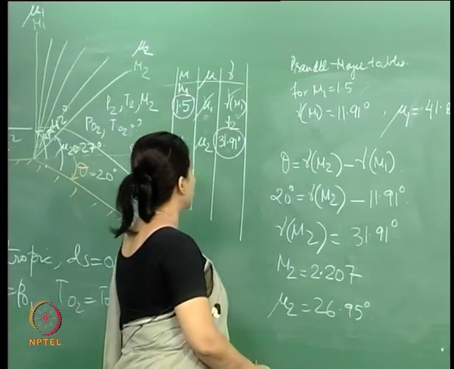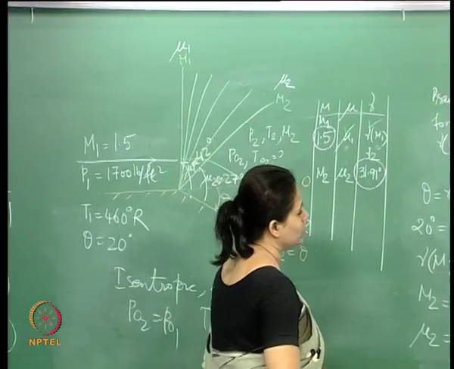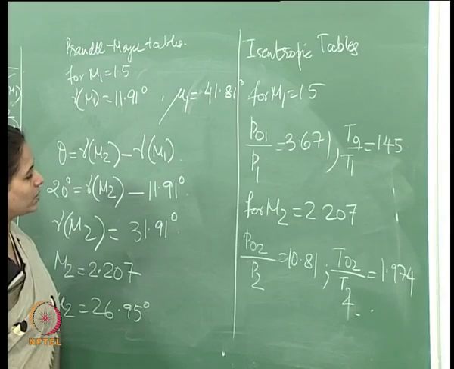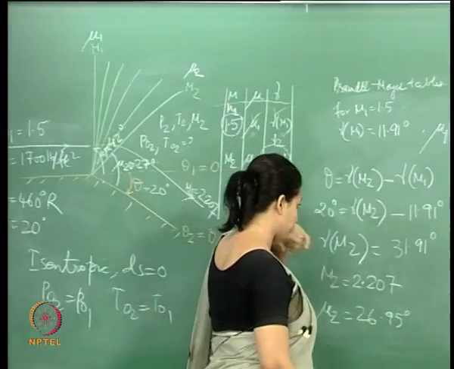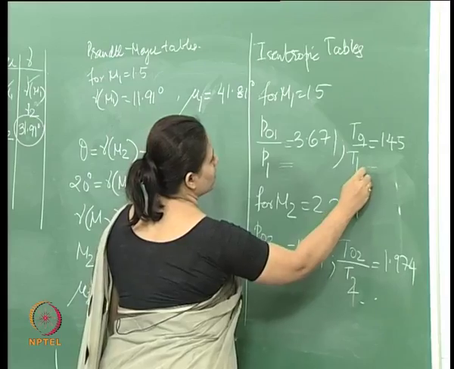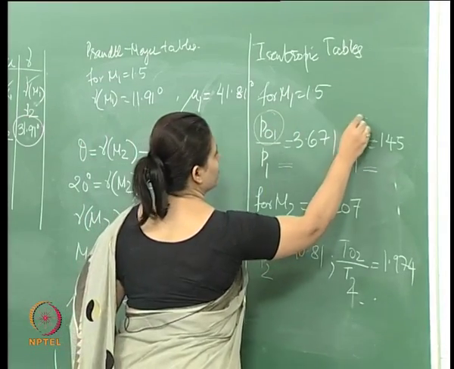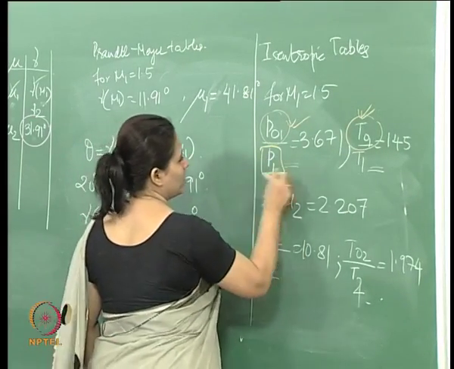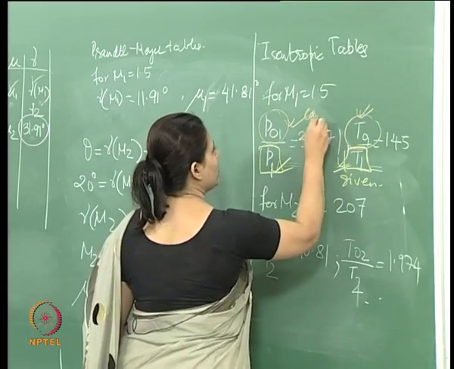Okay, so how do we go about it? Basically we need to find out P02 and T02 and P2 and T2. What we see over here is that P1 and T1 are given. How do we incorporate that? From these two relationships, since P1 and T1 are given, these two can be calculated. You can calculate this, because this and this are given.